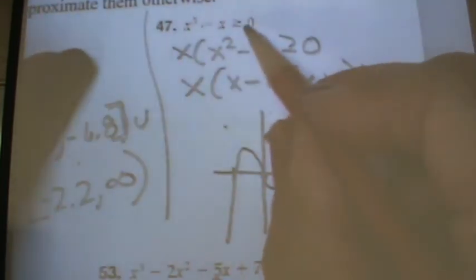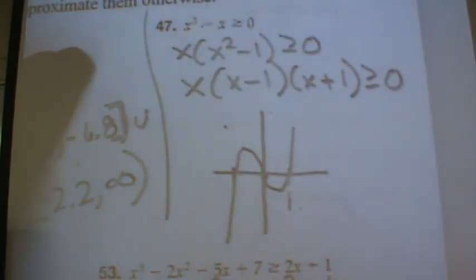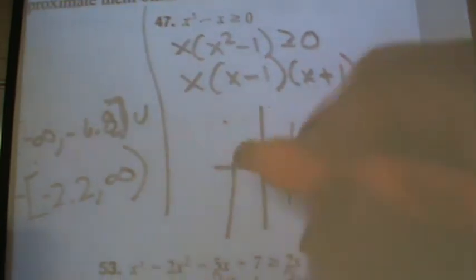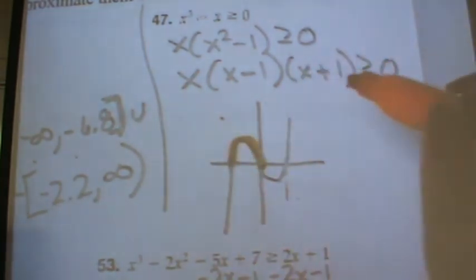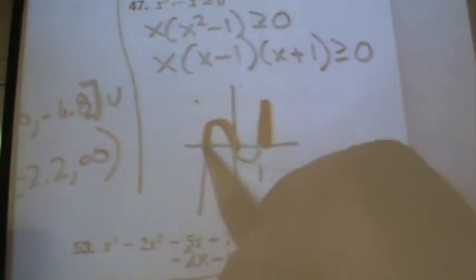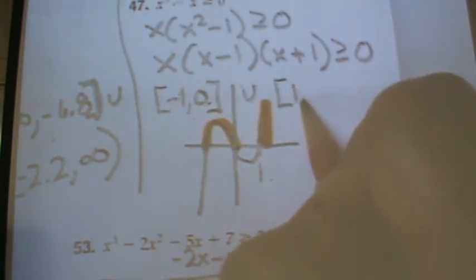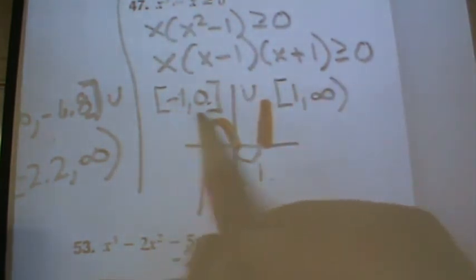So now I want the part of the graph that's greater than or equal to 0. So using my little highlighter, this part is greater than 0, and so is this. So the correct answer would be from negative 1 to 0. We're going to use brackets because it's including it. So negative 1 to 0, bracket, union, 1 to infinity. This is the part that's above the x-axis.